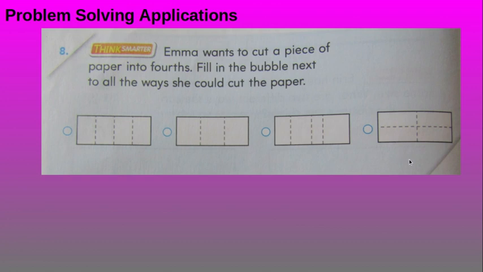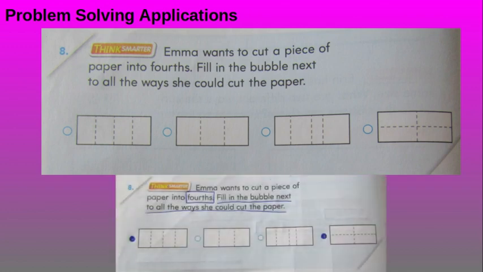And let's look at the last example. I have 4 parts, and yes, they are equal. They're all the same size, so I can go ahead and fill that one in as well. So here's what it should look like. The first and the last examples showed fourths or 4 equal parts.